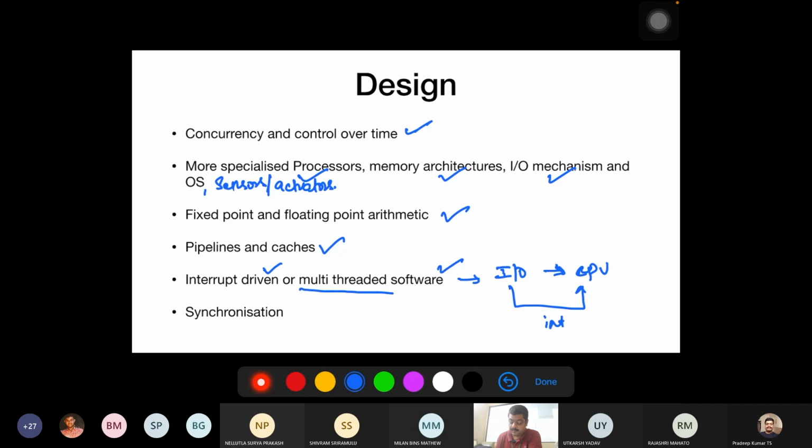In case you have multi-threaded software, each IO device will be handled by a separate thread, like thread 1, thread 2, thread 3. So either we need to have the interrupt driven system or multi-threaded software. Then synchronization. We have synchronization in terms of shared memory synchronization and timing synchronization.